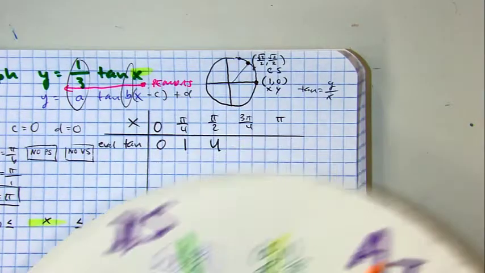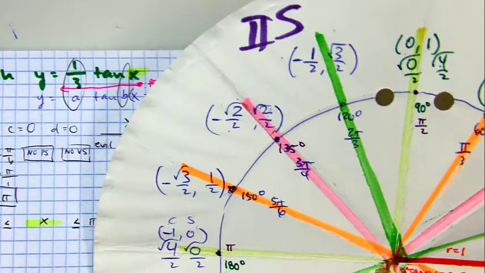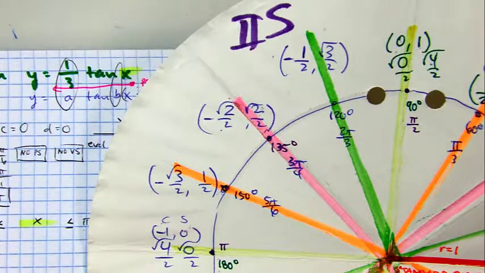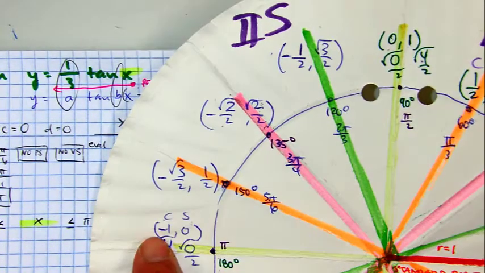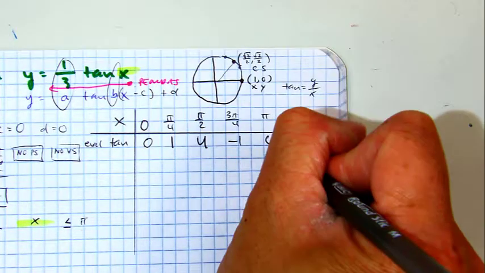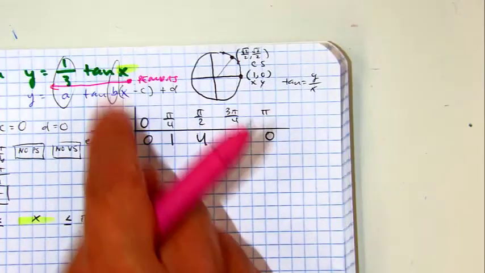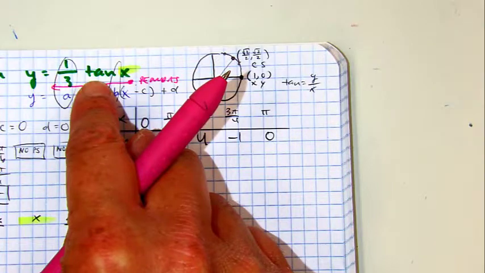So negative 1. And tangent at pi. 0 divided by negative 1 is 0. Okay, we found our x values, we evaluated a tangent, and now we need to do what?